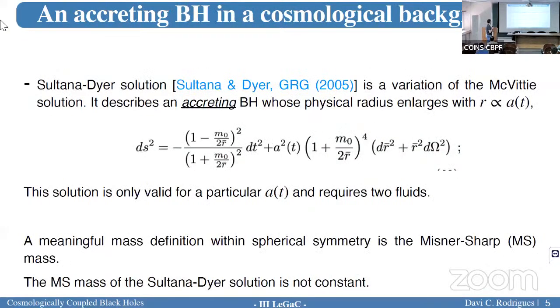Okay. But this is just one solution. There are several solutions within GR. I'm not going away from GR. This is the Sultana-Dyer diagram, I don't know how to say it. Then they consider the possibility of an accreting black hole, and you see that we'll have some change of mass. In this case, there will be accretion. Also, you change the radius. That is, there's an interaction between the black hole and the background.